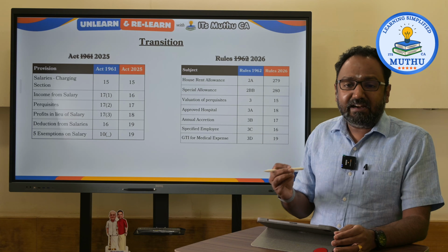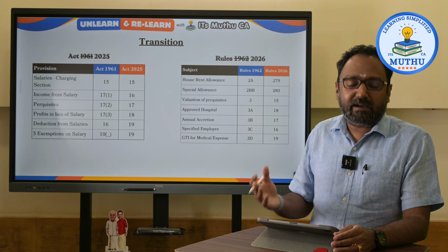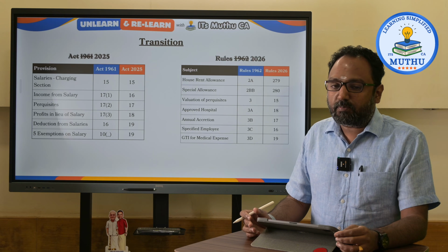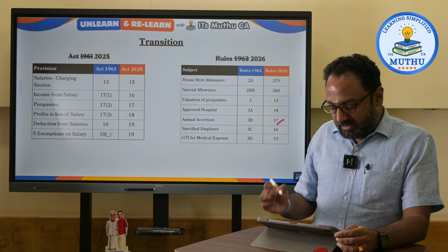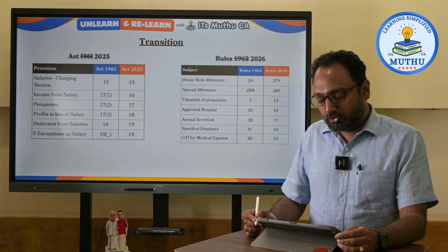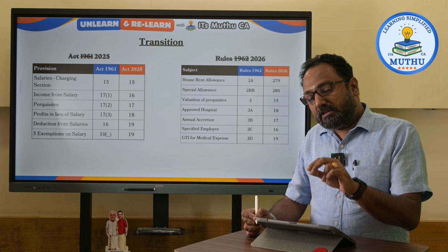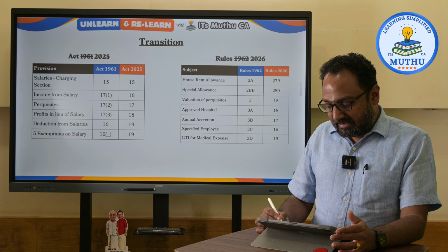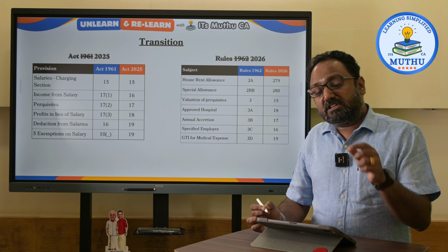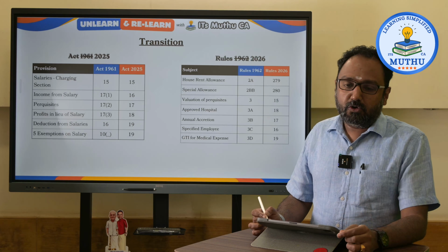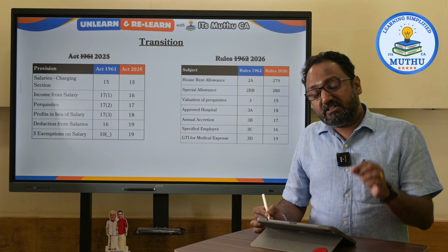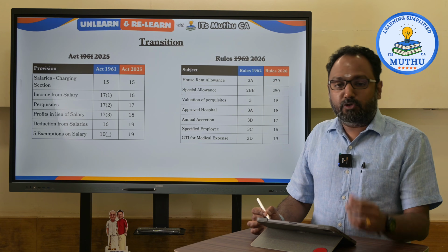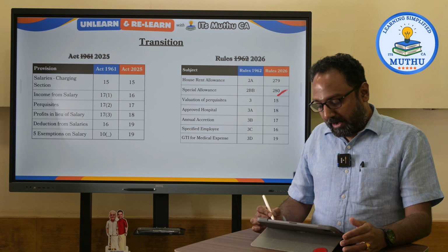Apart from this, relating to PF, anything related to annual accretion, on which you calculate the interest on the contribution in excess of 7.5 lakhs, is now covered in rule 17. Earlier it was rule 3B. And there are 2 more things outside the salary chapter, that is in section 10. Section 10(13A) on house rent allowance, which was discussed in rule 2A, is now in rule 279. The special allowances under section 10(14) earlier, which were in rule 2BB, are now in rule 280.